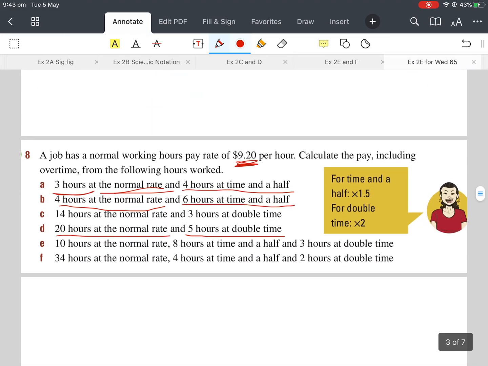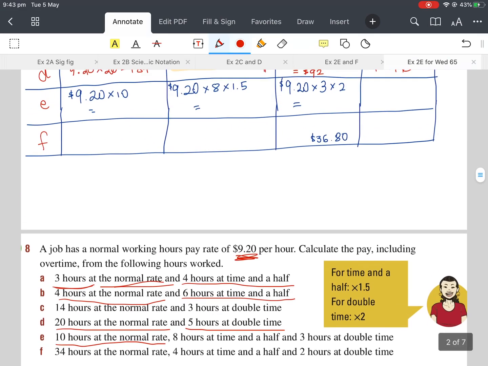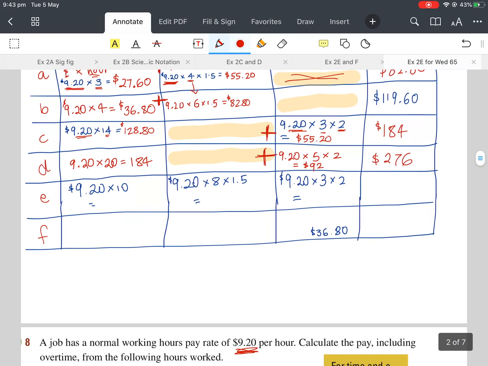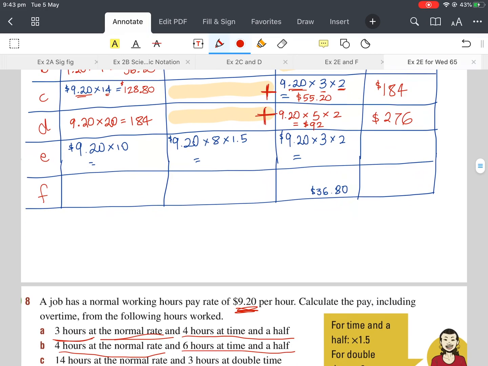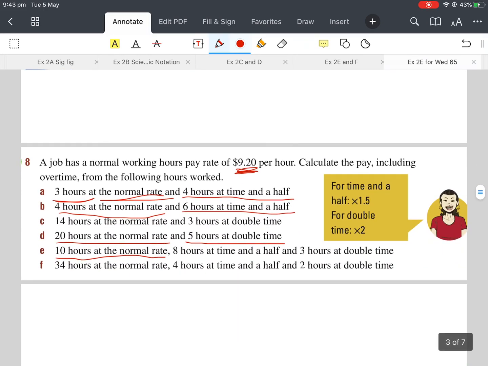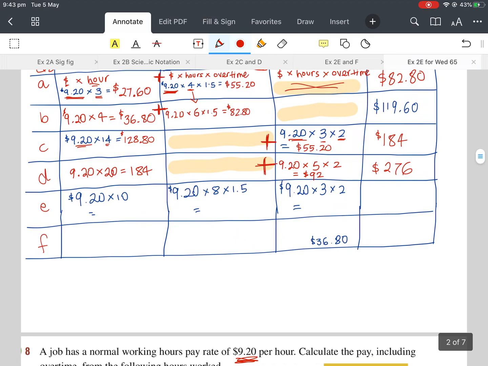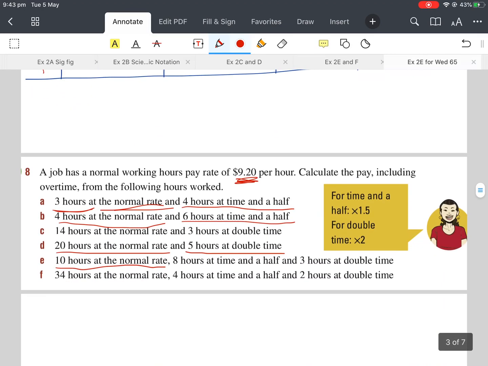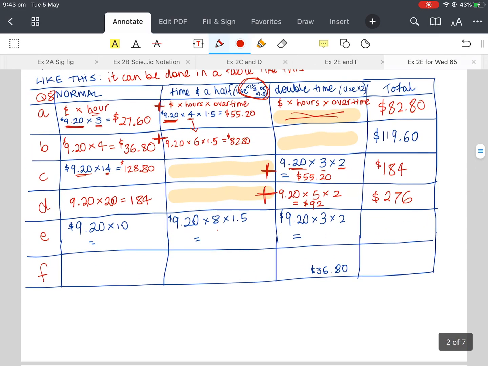All right, E has a little bit of everything. We've got 10 hours at the normal rate. So you notice up here, I've done 10 times $9.20. And then in the middle it says 8 hours at time and a half. So now I need to use the middle section again. 8 times time and a half, and I still use the $9.20. And then the last bit is 3 hours at double time, so I must use the third column. 3 hours is a 3, double time is the times 2, and the wage rate stays the $9.20, the same as before. So let's have a go.